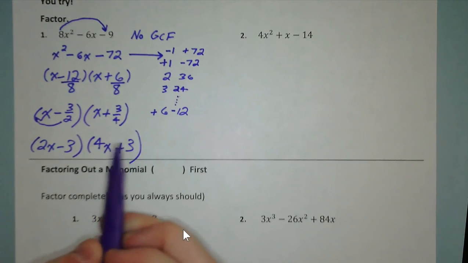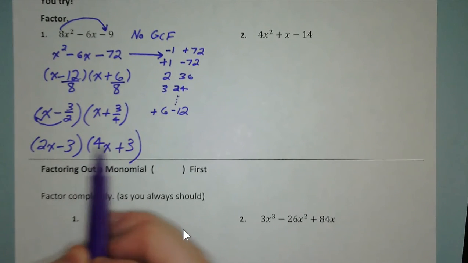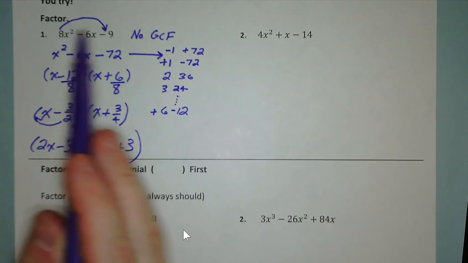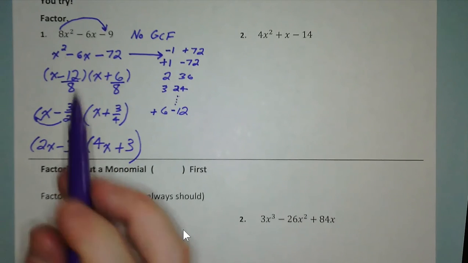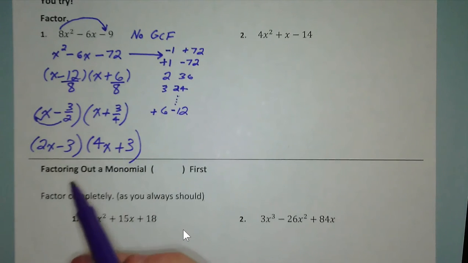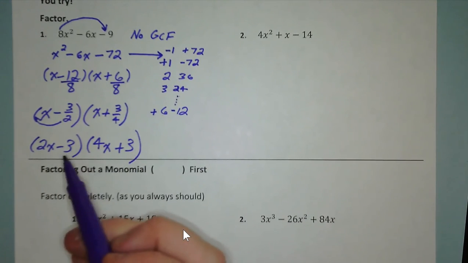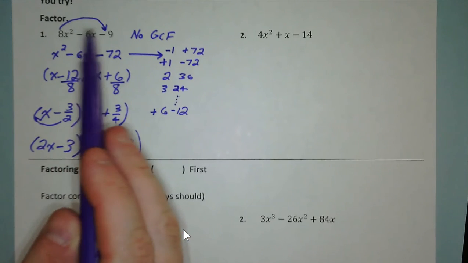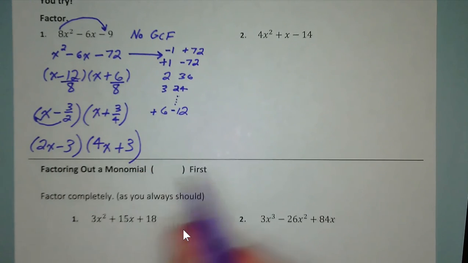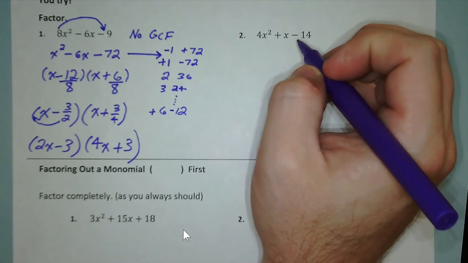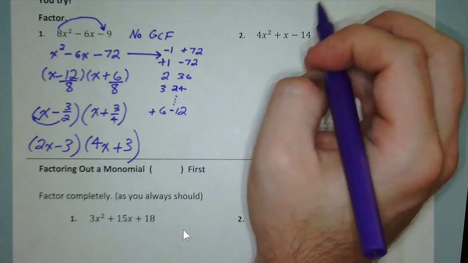And if you wanted to double check, you could literally FOIL this back together and see if it gets you back to the original problem. Because all you're doing is rewriting this. All you're doing this whole time is figuring out what two bubbles would multiply together to make that. Okay? So number 2. So what's the first thing we do here, Aaron?